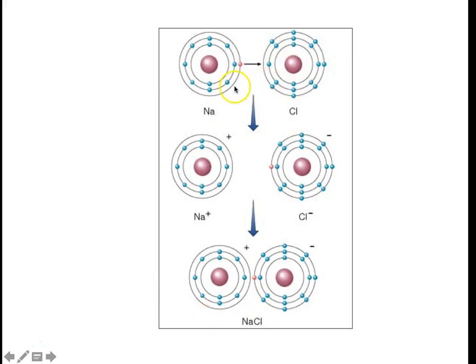Again, I'm never going to ask you this on the exam, but it's showing you, here's sodium and chloride. Sodium gives an electron to chloride, making sodium positive, making chloride negative, and they hang out together, but they're not bonded to each other.